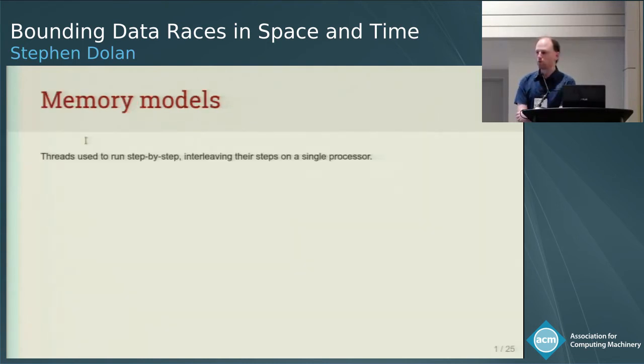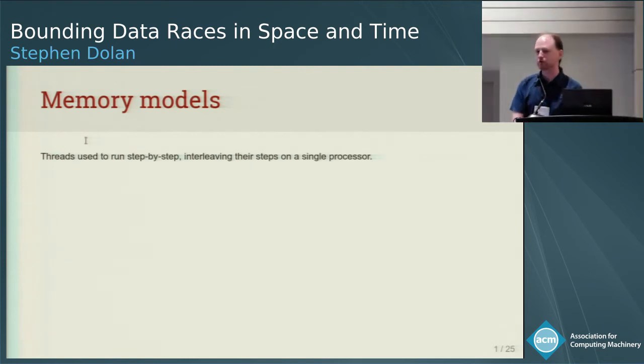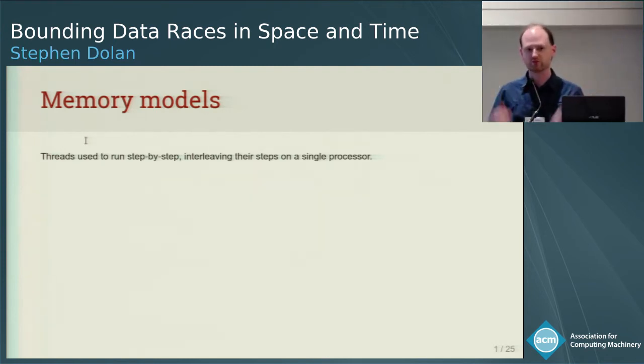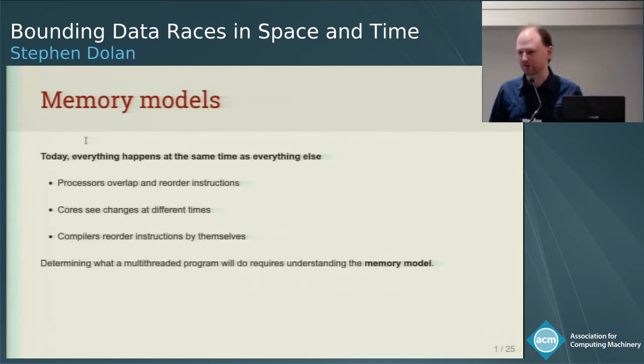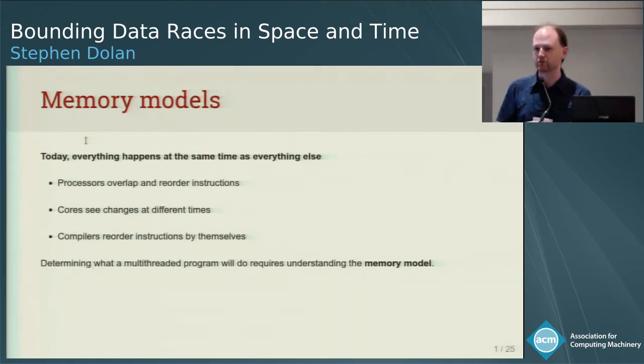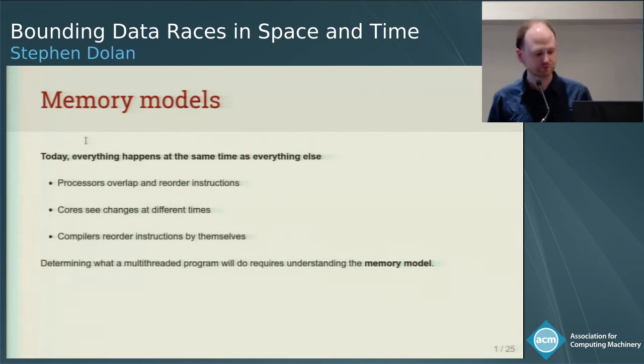Once upon a time, computers could run multi-threaded programs by running each thread for a few steps and then switching to a new thread and running that for a few steps. The result would be some interleaving of the steps of the threads. This is not the case today. Everything is happening at the same time as everything else. The processor is overlapping instructions and reordering them. The different cores of the processor can see changes propagating at different rates to different processors. And even before the processor gets to touch the code, the compiler will reorder things by itself.